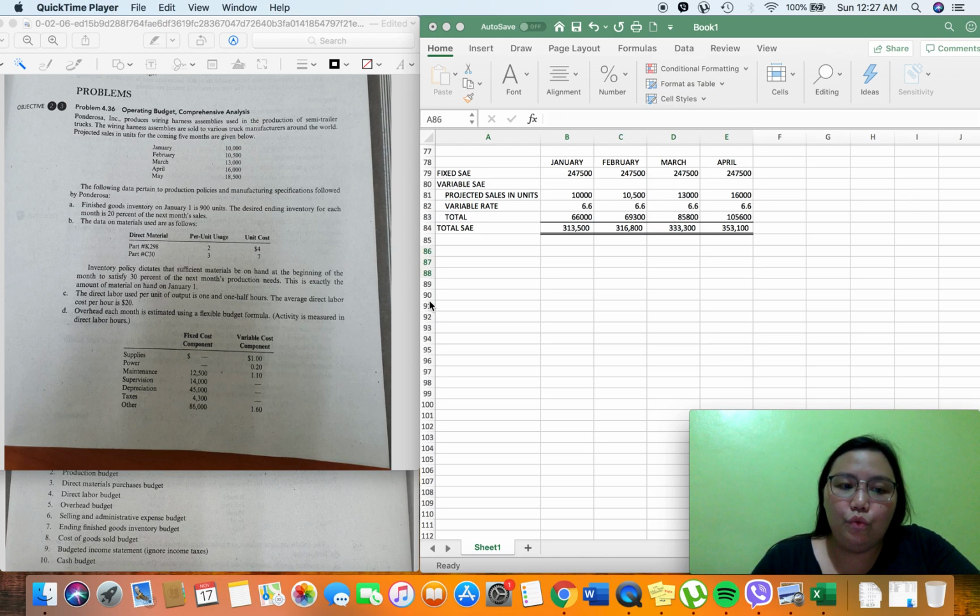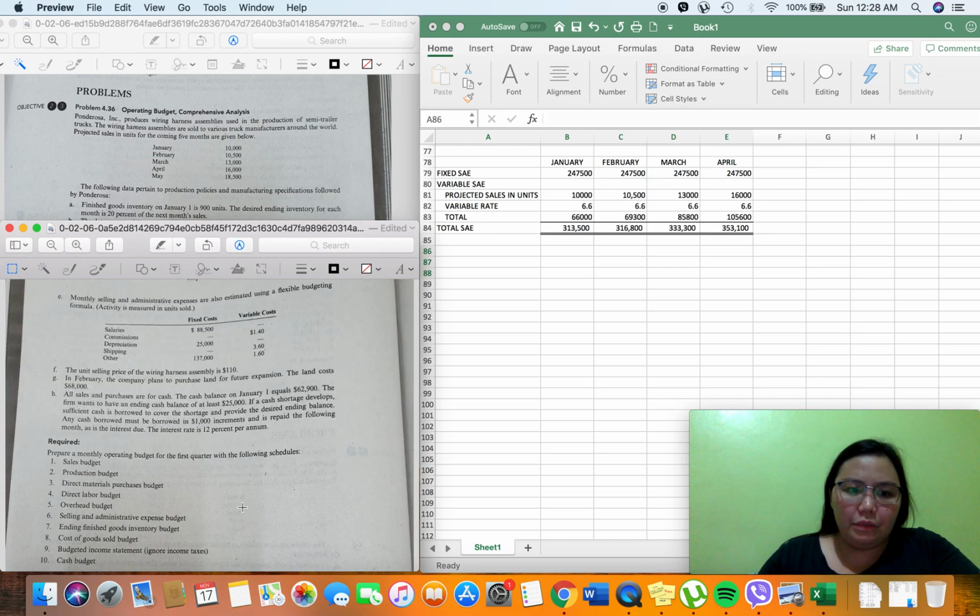The next thing we need to do is to prepare the ending finished goods inventory budget. You might confuse the ending finished goods inventory budget with the ending inventory requirement or the desired ending inventory. It is different because, to prepare the ending finished goods inventory budget, we have to compute the ending balance of our inventory to be presented in the statement of financial position later on, right?